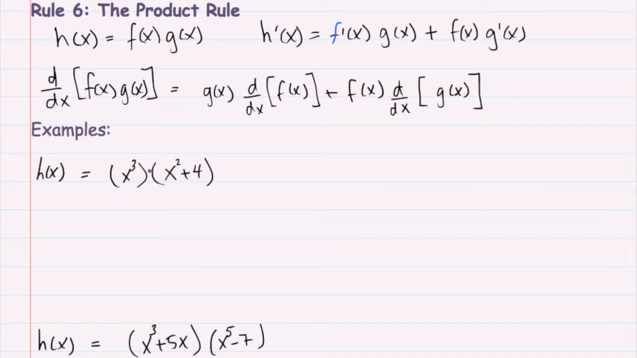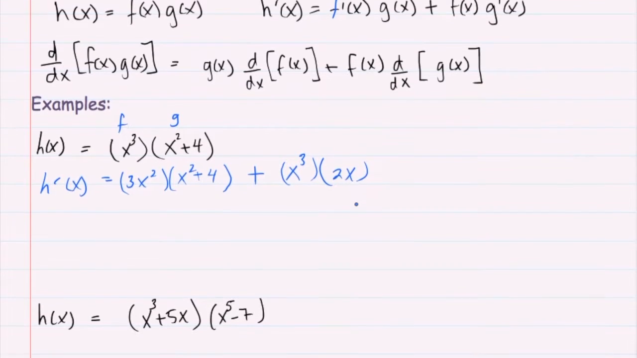Now h of x is equal to x cubed, that's our first function, f, suppose, times g, which is x squared plus 4. Let's derive. H prime of x is the derivative of the first, so 3x squared times the second function, x squared plus 4, plus the first one the way it is, x cubed, times the derivative of the second, which is just 2x.